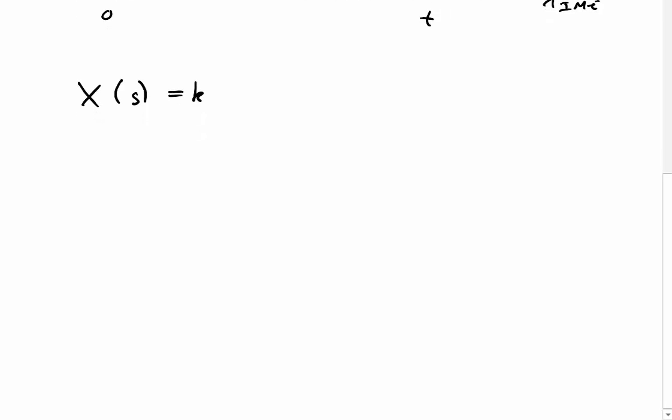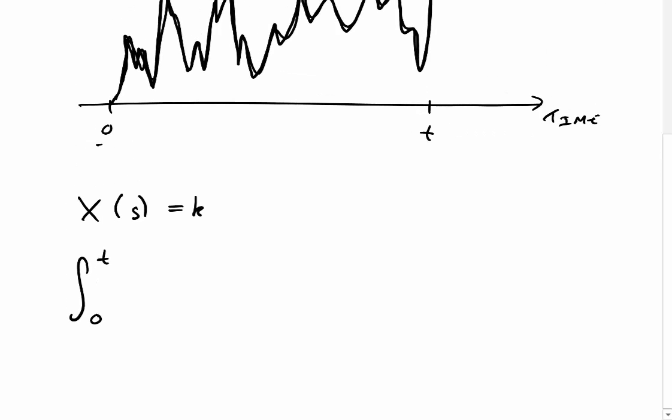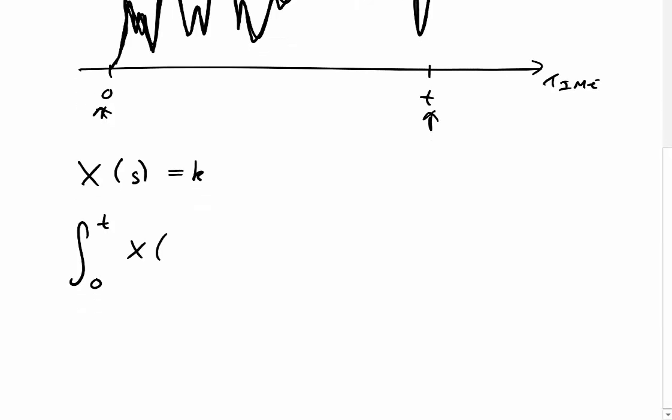So what I'm left with is the integration over my time interval, from the start of my time interval to t, so from here to here, of X_s with respect to the Brownian motion dB_s. I'm now just going to replace my X_s with k. So I'm going to replace it with k there.